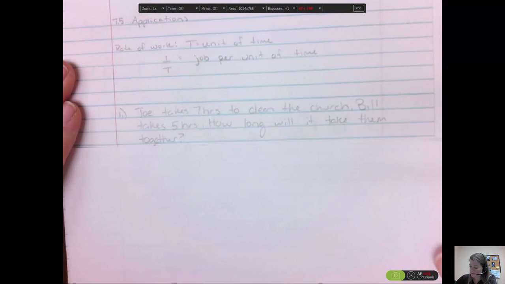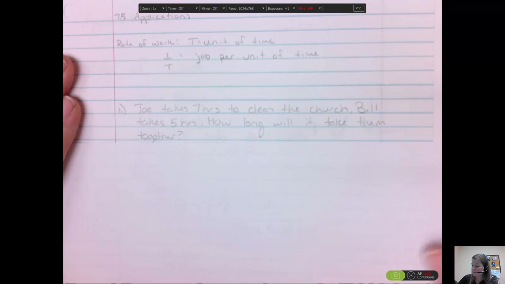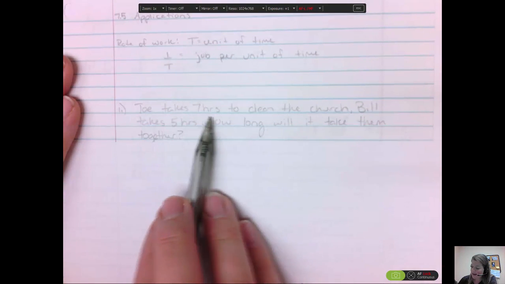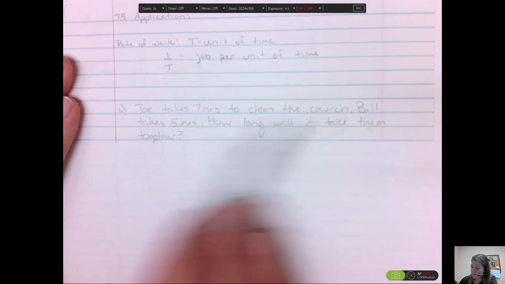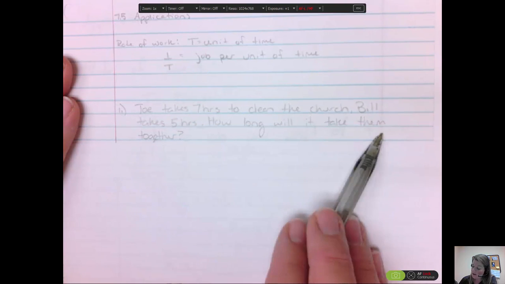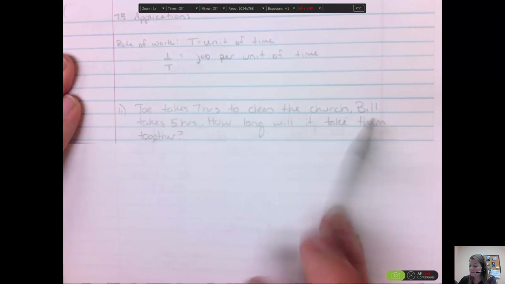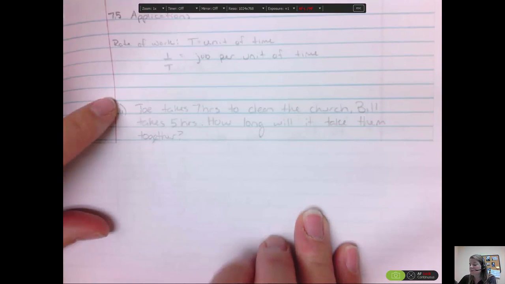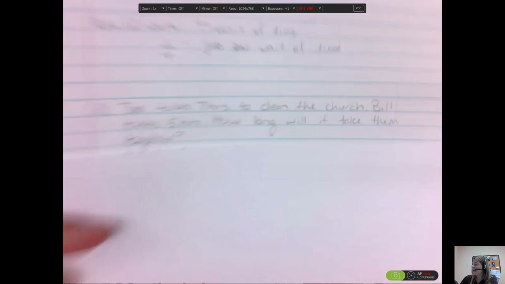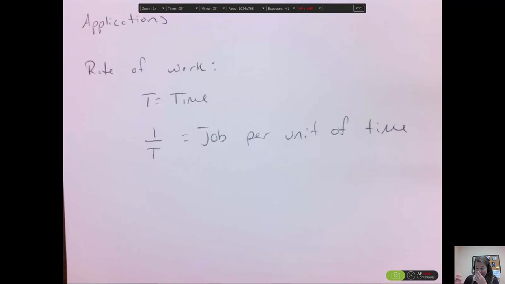I'll put on my other paper so I don't have to write it out. Joe takes 7 hours to clean the church. Bill takes 5 hours. How long will it take them together? Let's use this idea of 1 over t and see how long it would take them together.